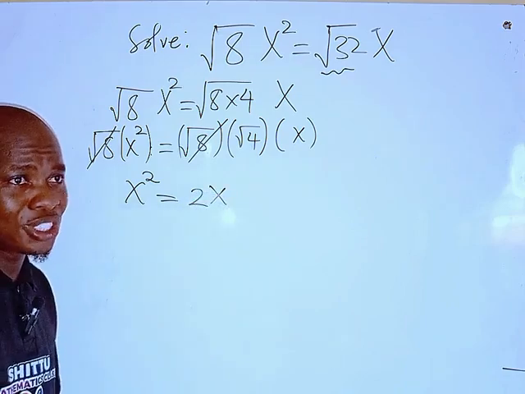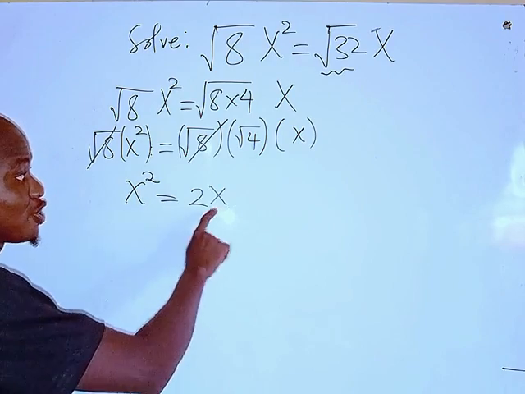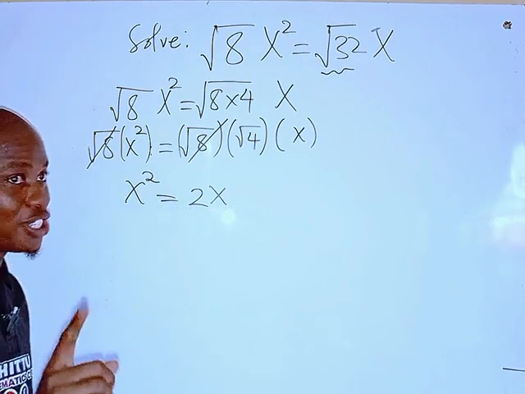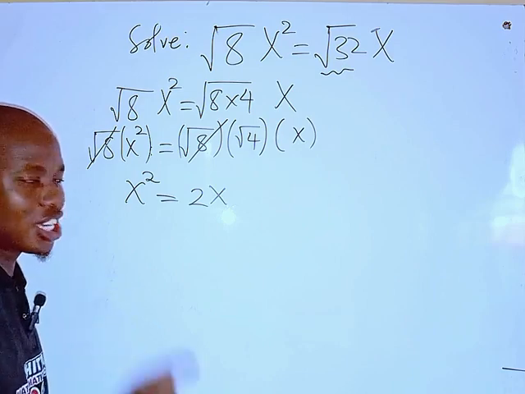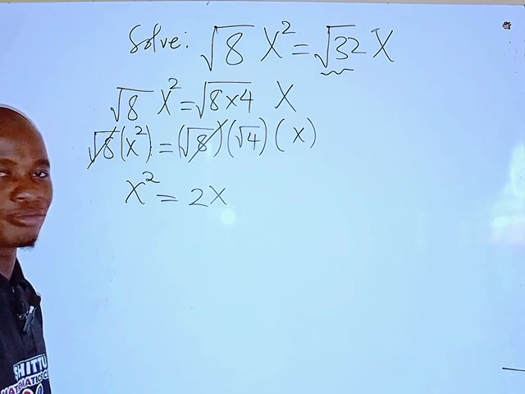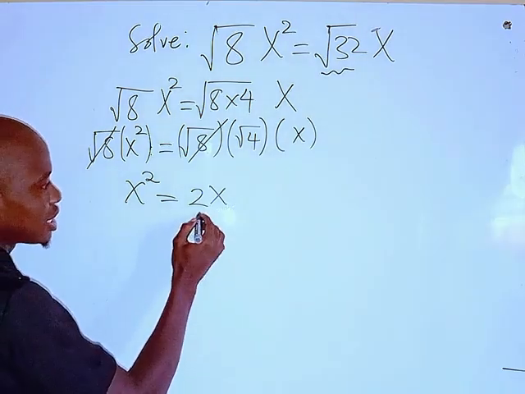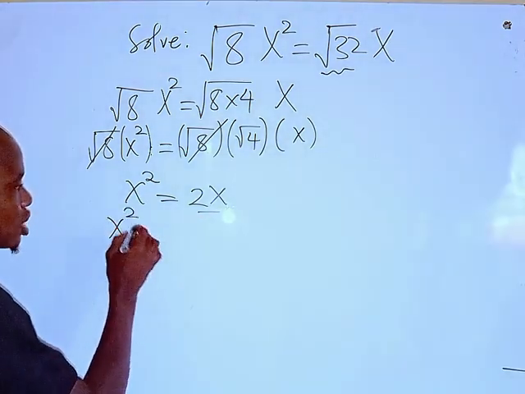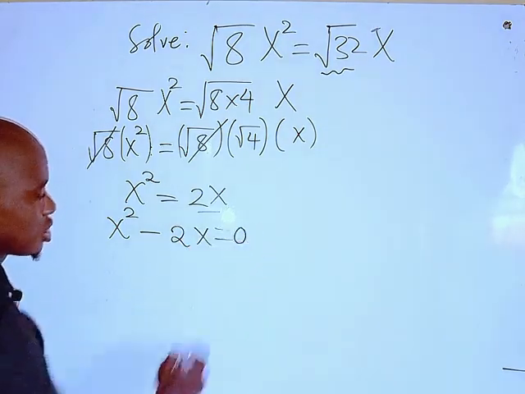Now, so we don't make this mistake: because we have x here and x here, it doesn't mean that you should cancel out one x. Don't divide, because if you do that, you are going to miss a particular solution, and that is not right. So what we're going to do is take this to this side. We have x squared minus 2x, and that becomes 0.